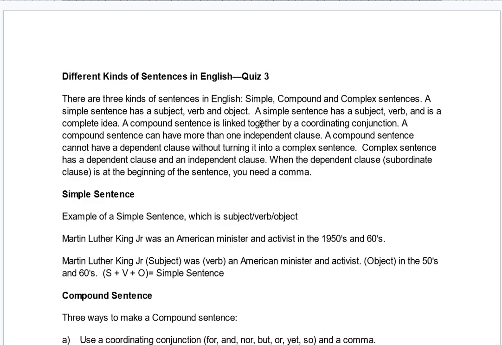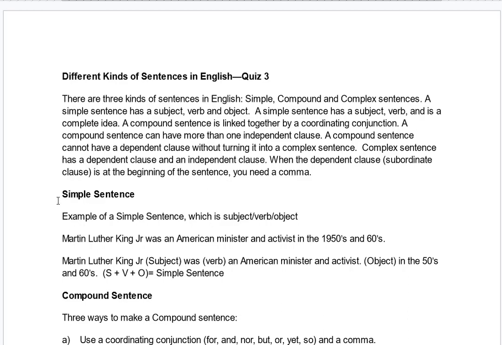A compound sentence is linked together by a coordinating conjunction, and just 2 sentences linked together by a coordinating conjunction. A compound sentence can have more than one independent clause. A compound sentence cannot have a dependent clause without turning it into a complex sentence. Complex sentences have a dependent clause and an independent clause. When the dependent clause or subordinate clause is at the beginning of the sentence, you need a comma.